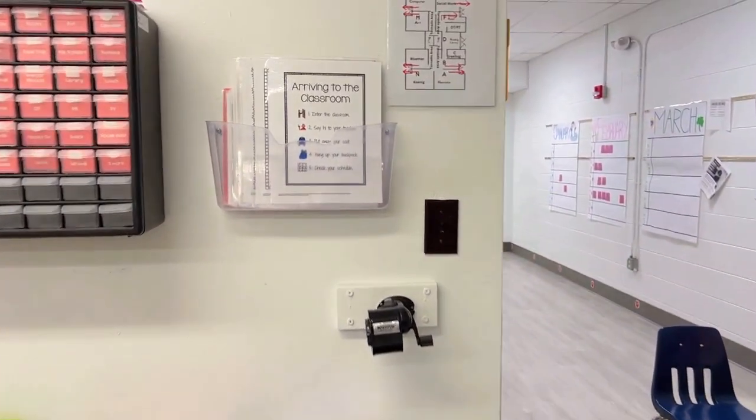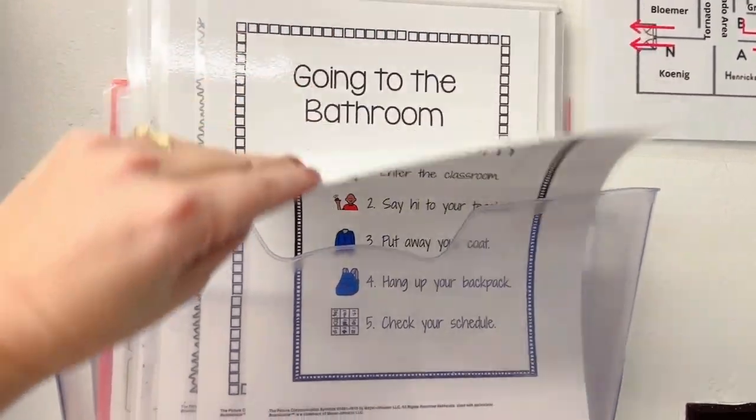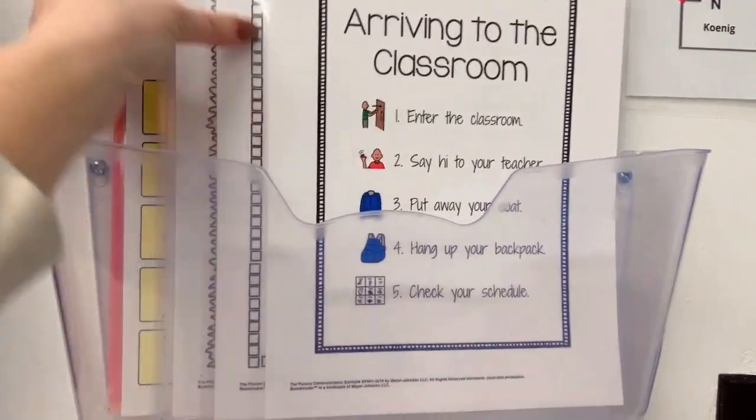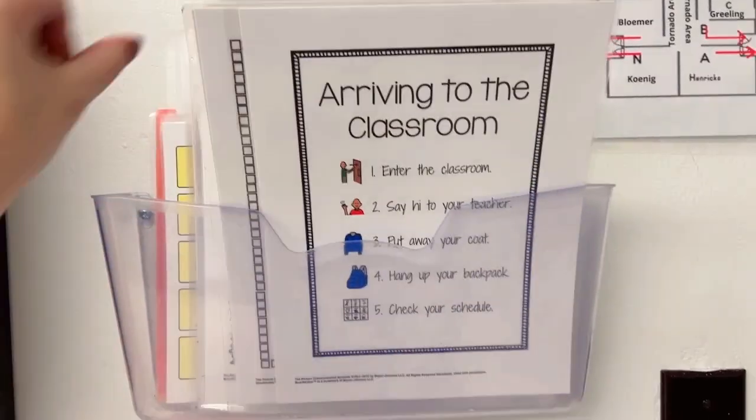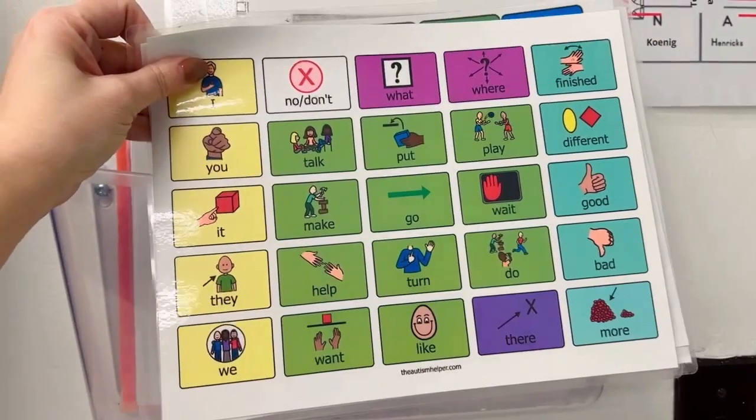Right by the door, I have visuals for all common classroom routines. Here I have some for arriving to the classroom, going to the bathroom. This is filled with anything I might need, including core language boards right where I need them.